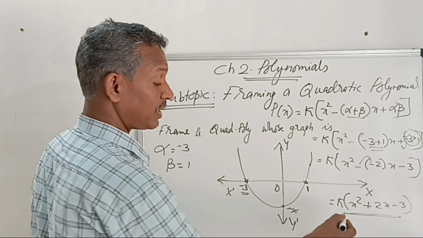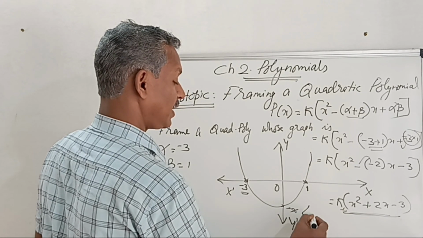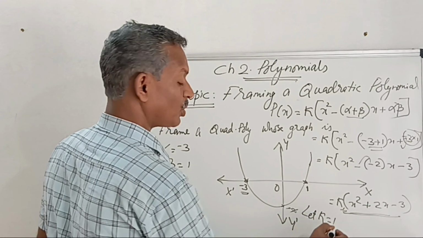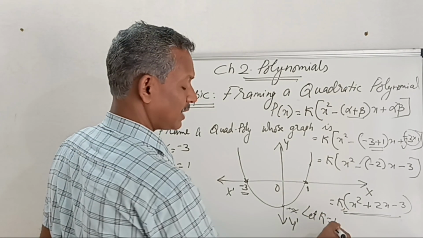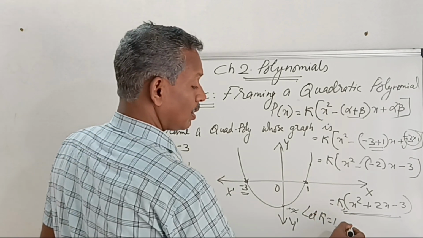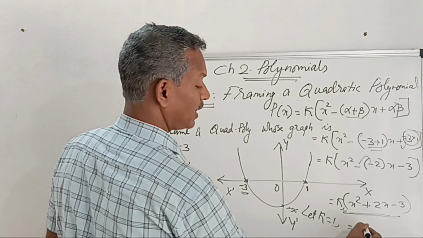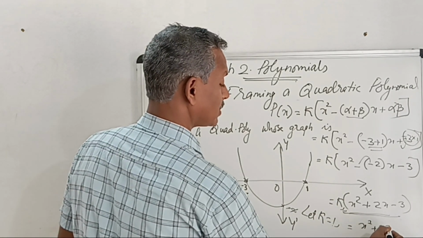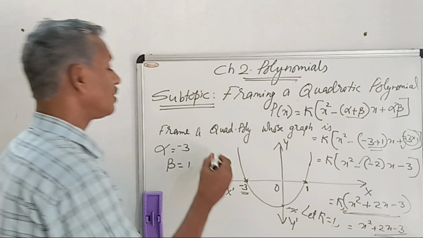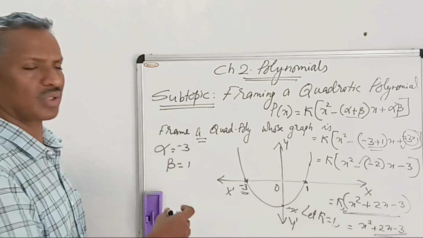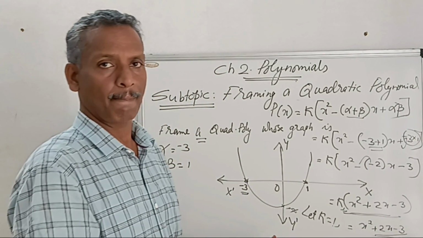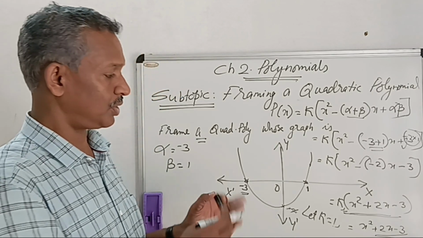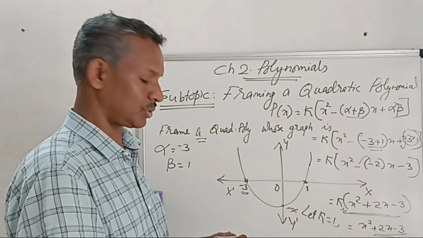We can take any value for k. Let k is 1. In the majority of cases we take k is 1. That is one of the polynomials. When k is 1, you get x square plus 2x minus 3. The question was to frame a quadratic. Okay, this is one of the quadratics. This time in the board exam, one typical question was there. We will discuss that question later.